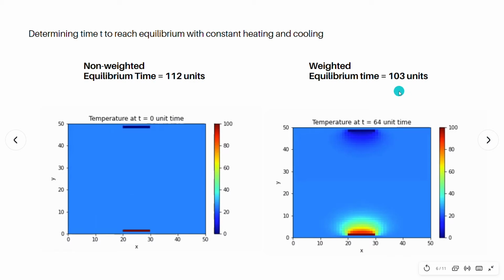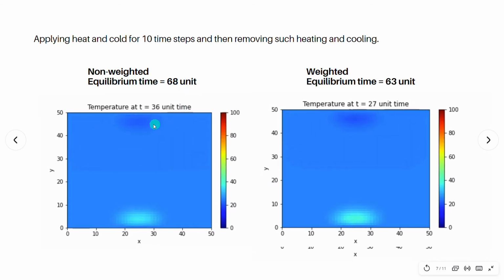This is because in the weighted case, the horizontal and vertical blocks contribute 12.5% in calculating the temperature of the central block, while in the non-weighted case, that contribution is just 0.06, that is 6%. So the value is higher for the weighted case as opposed to the non-weighted case. That is why we got an equilibrium time of 103 units in the weighted case as opposed to an equilibrium time of 112 units in the non-weighted case.